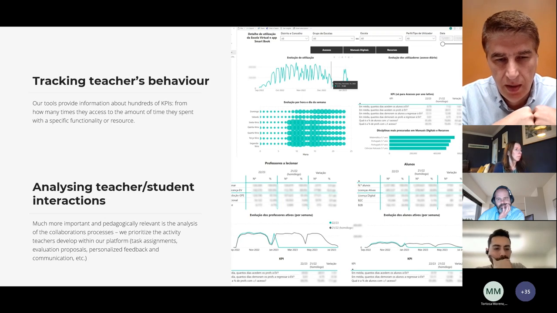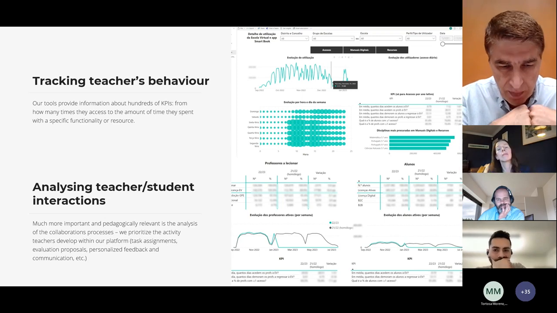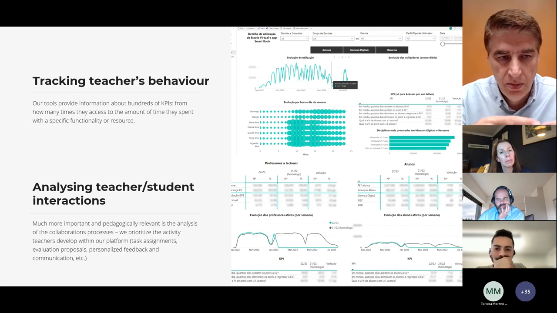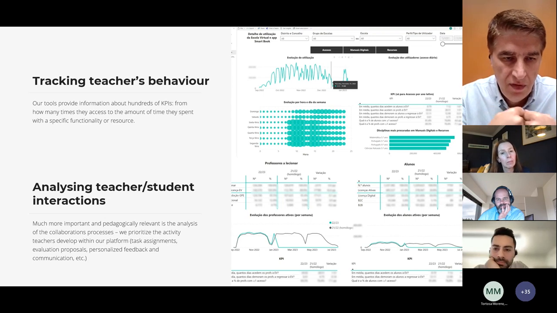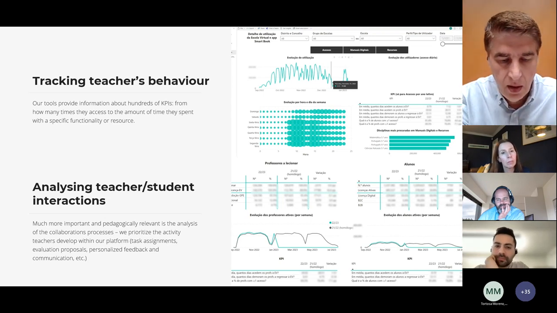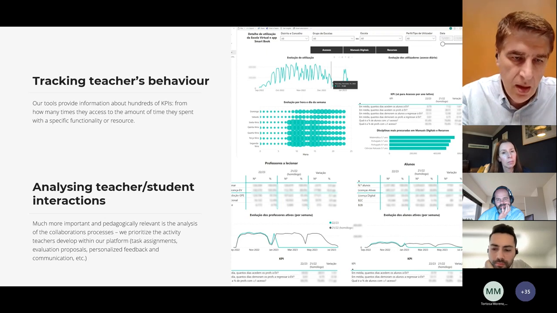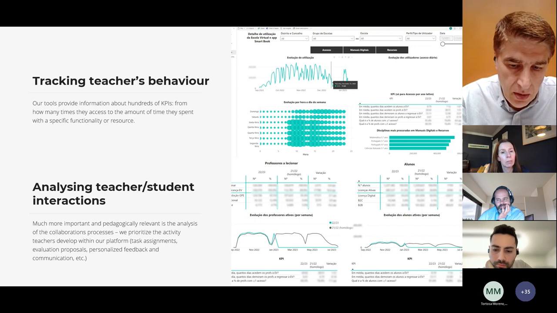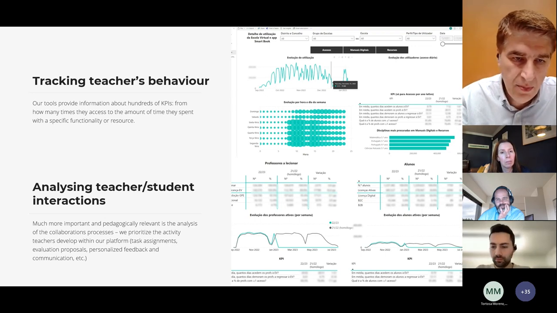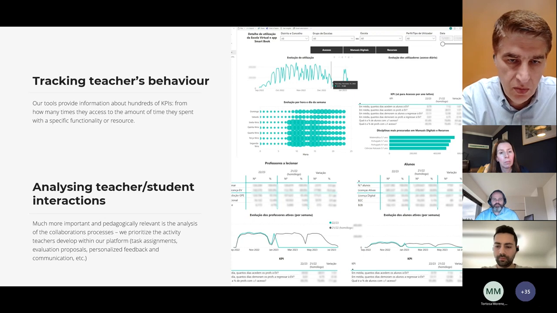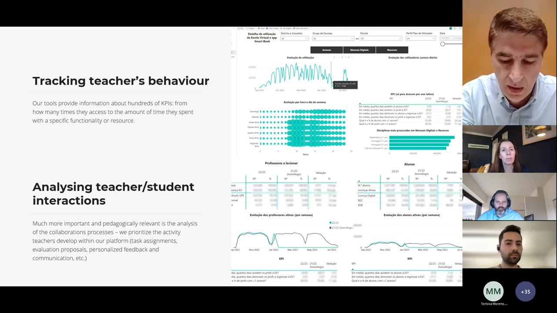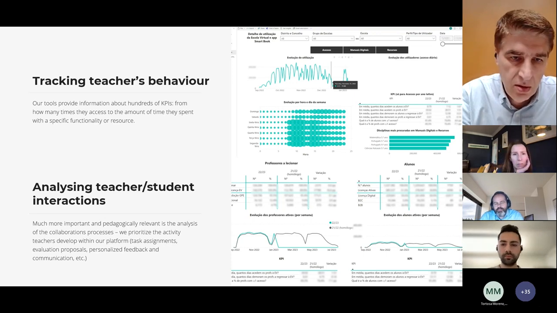And also we try to address more and more what happens in the interaction between the teachers and students. For instance, if a teacher gives a task to a student regarding maths, we try to follow what the student does and how he performs. And if he performs well, we might suggest to other teachers that they use that resource for a student with a similar difficulty. And we also do this automatically.